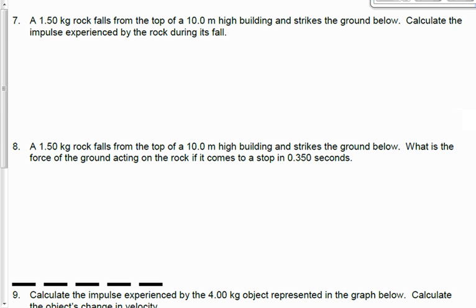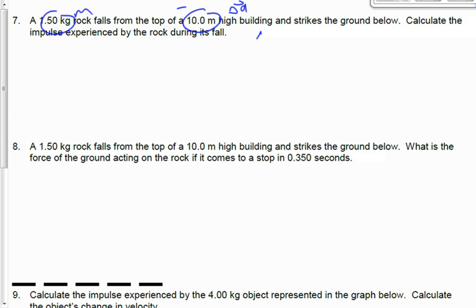Okay, 7. So it's a 1.5 kilogram rock that falls from the top of a 10-meter high building and strikes the ground. This question's kind of ringing a bell. Deja vu here. Seems like we've had a bunch of questions like this. Until we read the next sentence, it says calculate the impulse experienced by the rock during its fall. Usually at this point, you're asked for the momentum at the end of the fall, not the impulse that it experiences during the fall. Here's my mass. This is my displacement. Typically would be negative.